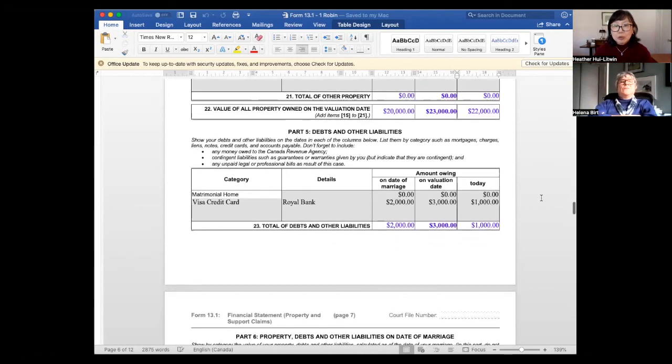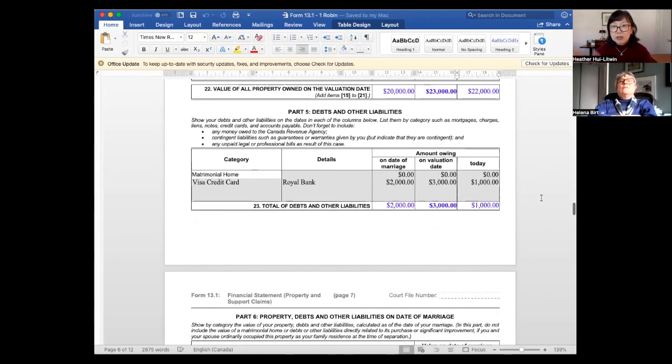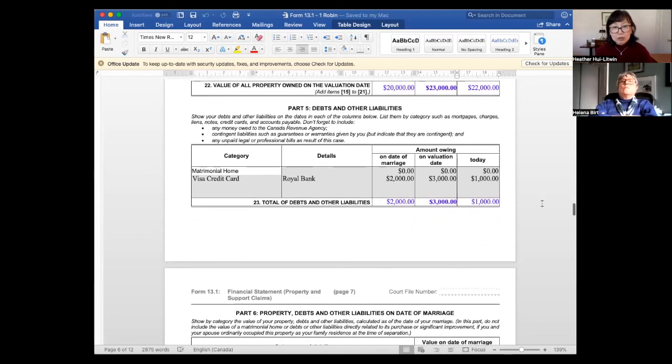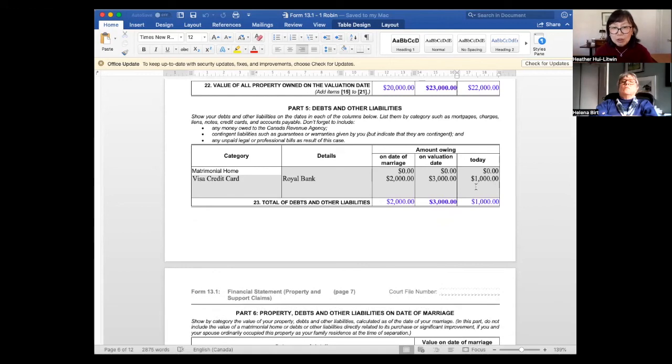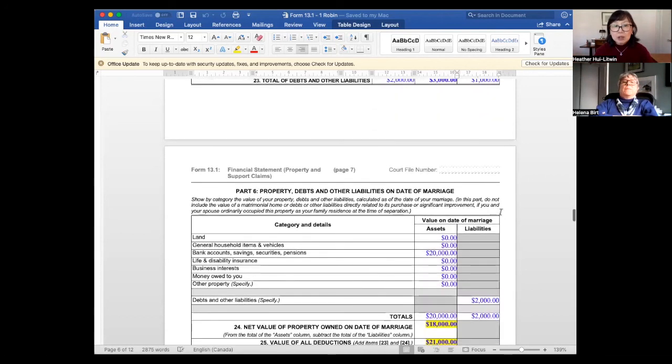Okay, so we're moving on. And then, of course, as Helena mentioned, we have to include our debts as well. So part 5 is devoted to debts and liabilities. Robin has a few credit card debts, both on date of marriage and on valuation date. And then today she's got $1,000. So these numbers just get translated down to line 23, to the totals. And then we move on.